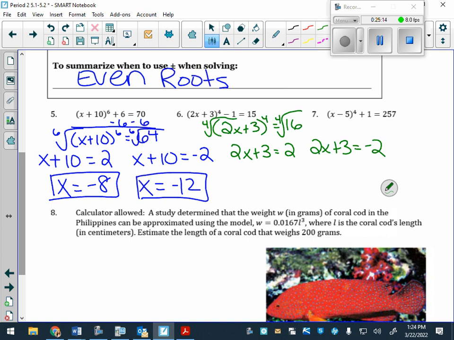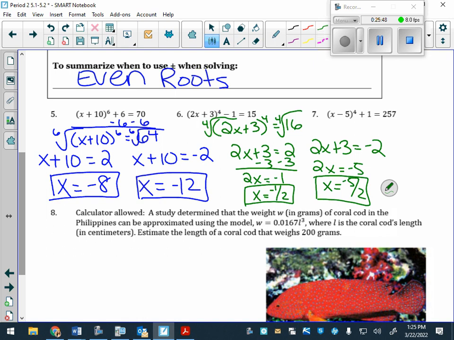What are my two solutions? Lila, what did I get? Subtract 3. Good. Excellent. Try number 7 on your own.